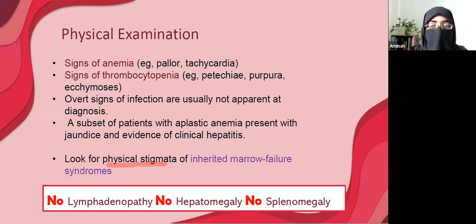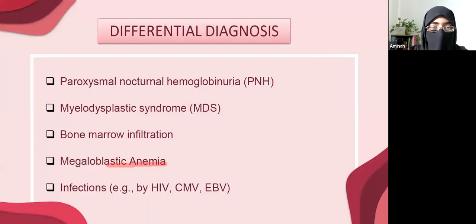In the case that a patient presenting with pancytopenia has these findings, you would want to consider some other differentials. Next. For example, paroxysmal nocturnal hemoglobinuria or myelodysplastic syndromes, or bone marrow infiltration by hematologic or non-hematologic abnormalities. And also certain infections can cause transient or permanent suppression of bone marrow function. Next.